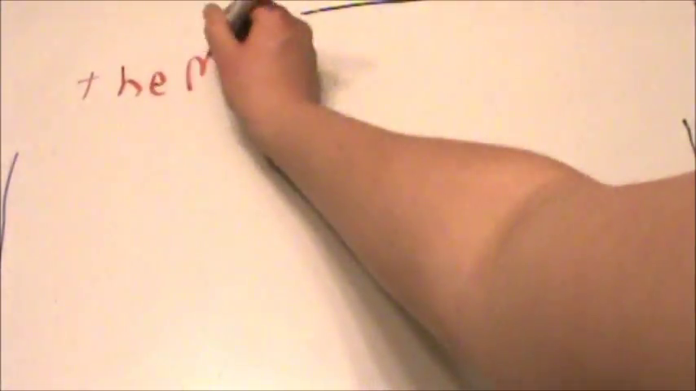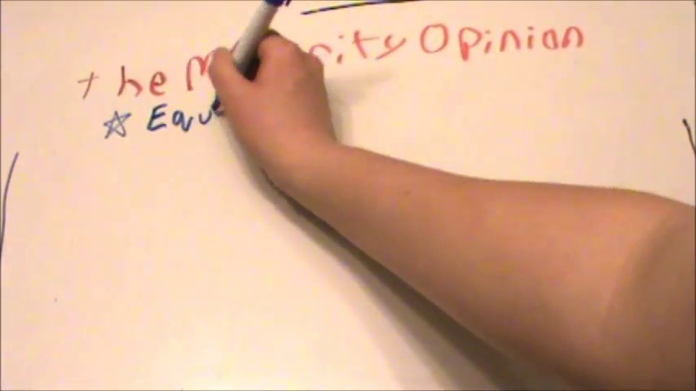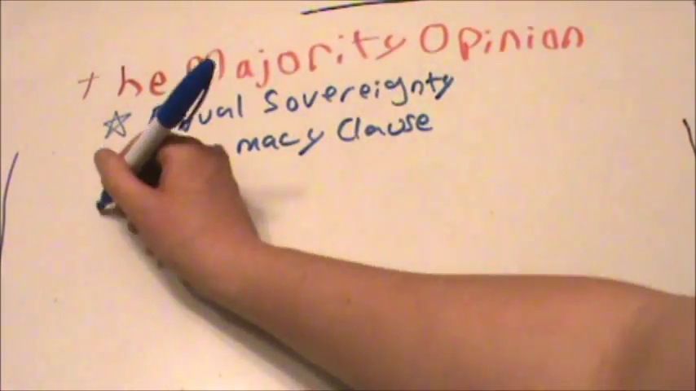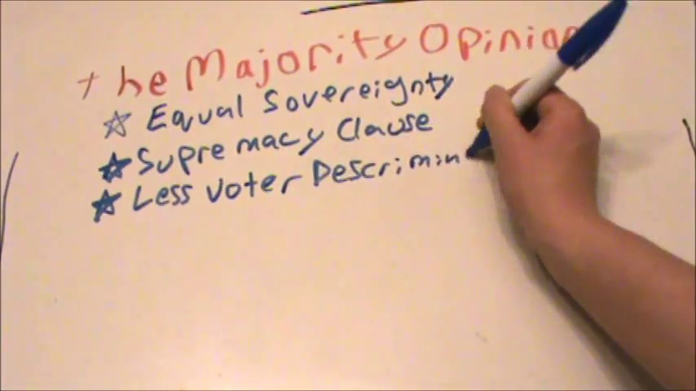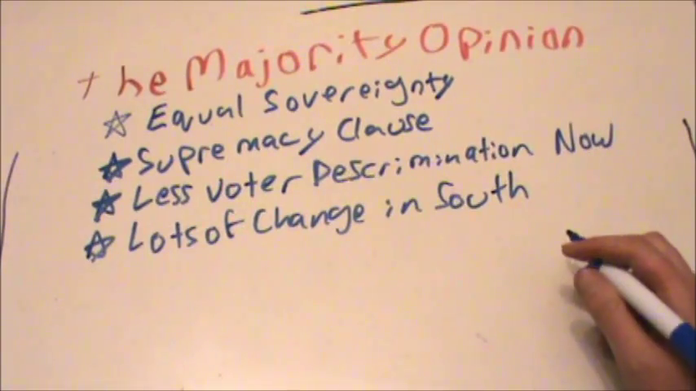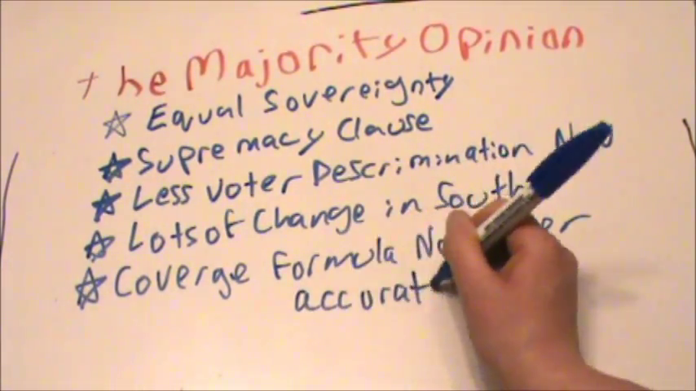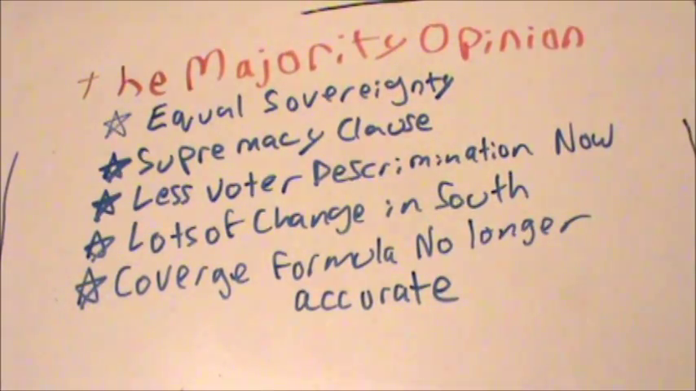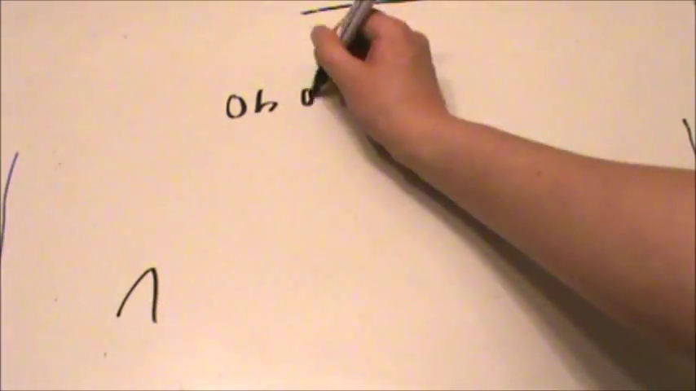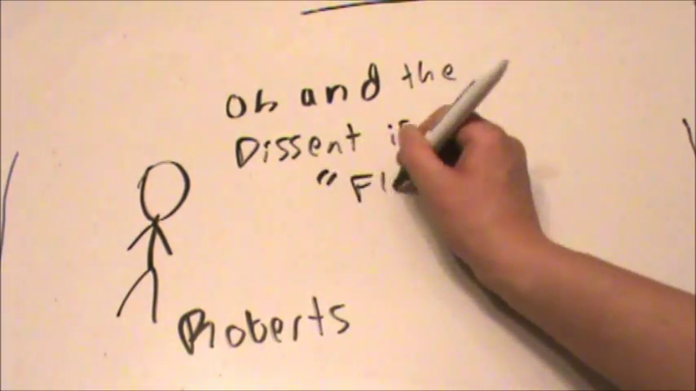Some of the majority opinion's evidence was that states should have equal sovereignty, the Supremacy Clause, and that there is less voter discrimination now, and also that the South has changed a lot, which makes the coverage formula no longer accurate. Oh, and Justice Roberts says that the dissent is, quote, flawed.